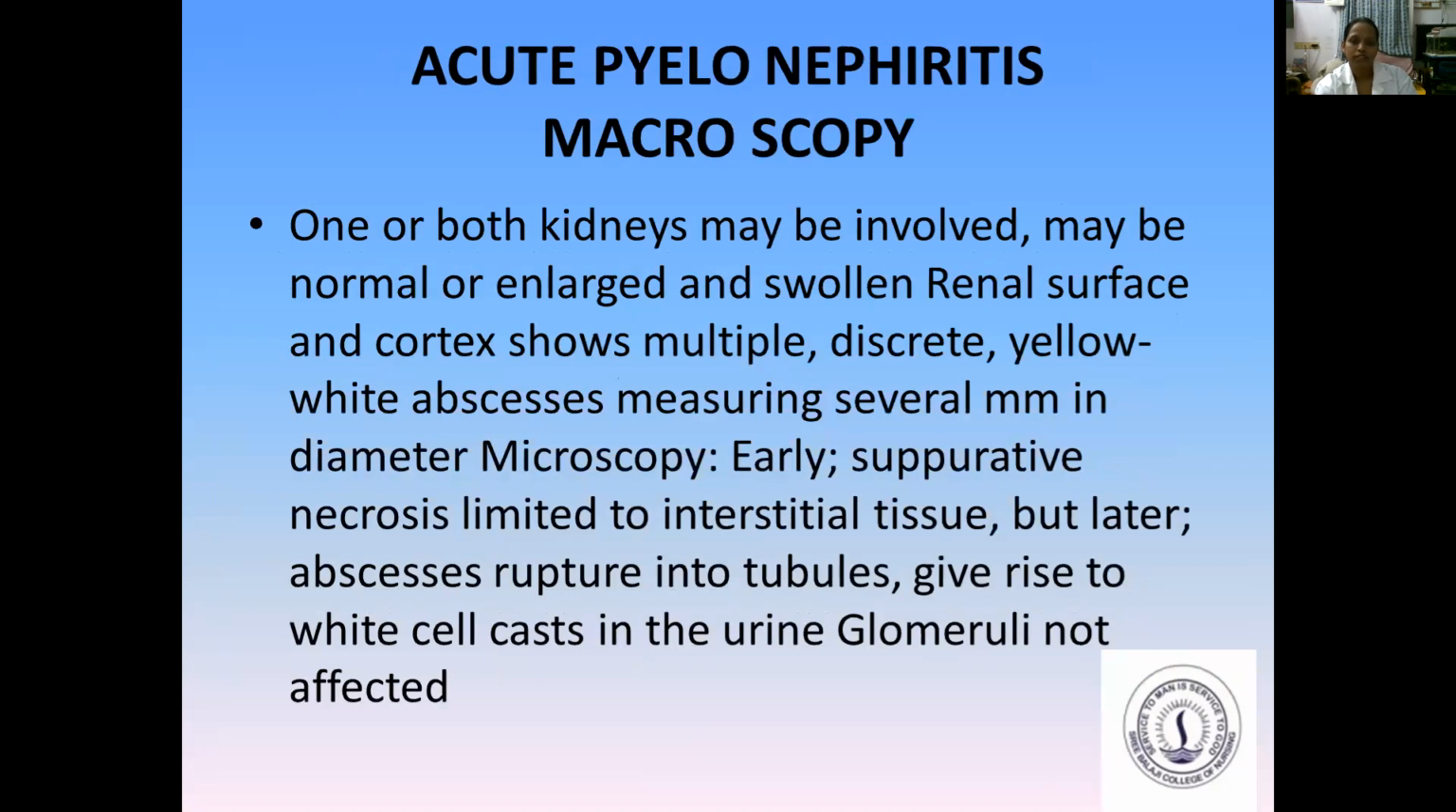So acute pyelonephritis macroscopy shows one or both kidneys may be involved, and may be normal or enlarged and swollen. The renal surface and the cortex show multiple discrete yellow-white abscesses measuring several millimeters in diameter. The microscopy shows early suppurative necrosis limited to interstitial tissue, but later, as the abscesses rupture into the tubules, it gives rise to white cell casts in the urine. Glomeruli are not affected.